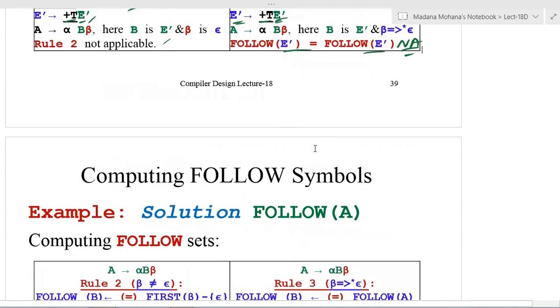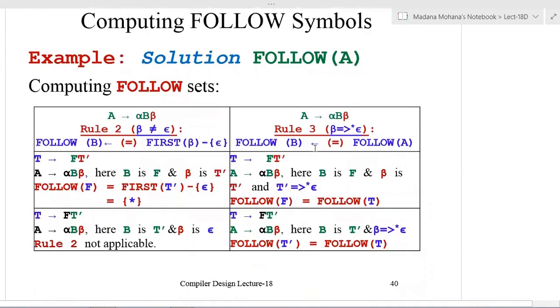Then coming to the next production, T derives F T dash. Again, you can see alpha is null, F is B, T dash is beta. Now here beta does not contain null, therefore rule 2 is applicable. Then first of T dash, the non-epsilon values of first of T dash, are added to follow of F. Therefore, follow of F equals first of T dash minus null. So star is there. Similarly, if you change alpha is F, B is T dash, beta is null. So whenever beta is null, rule 2 is not applicable.